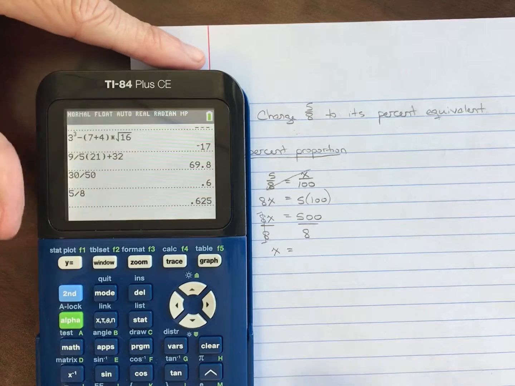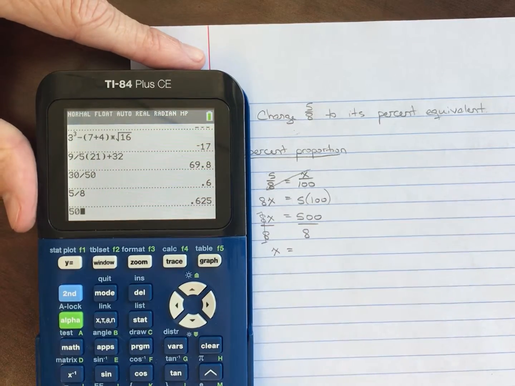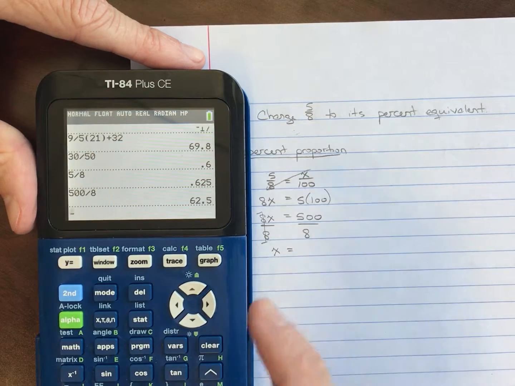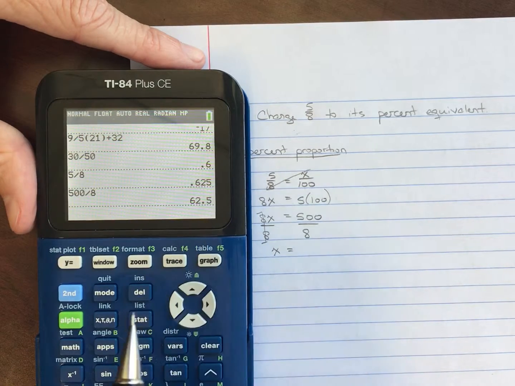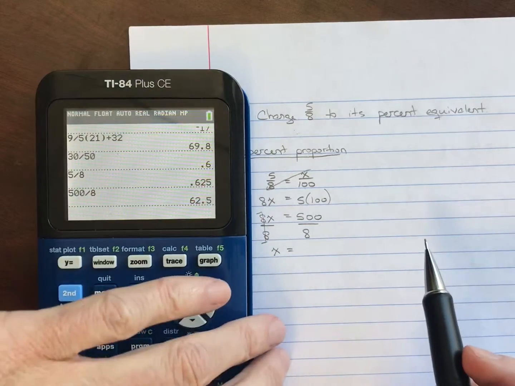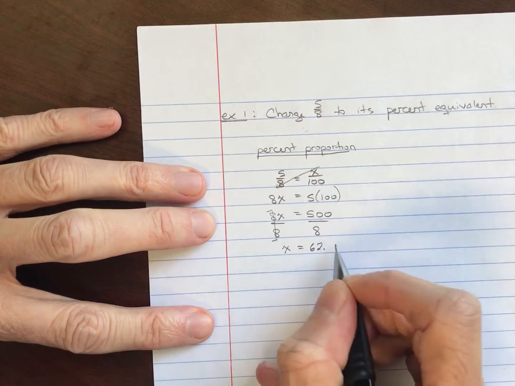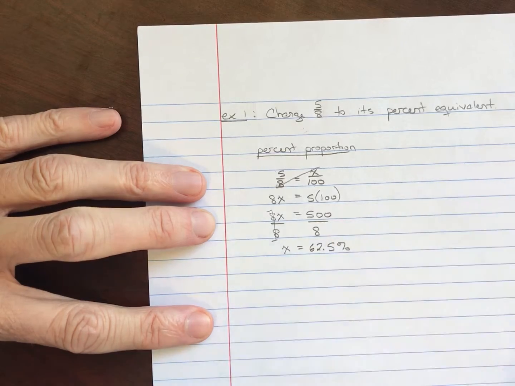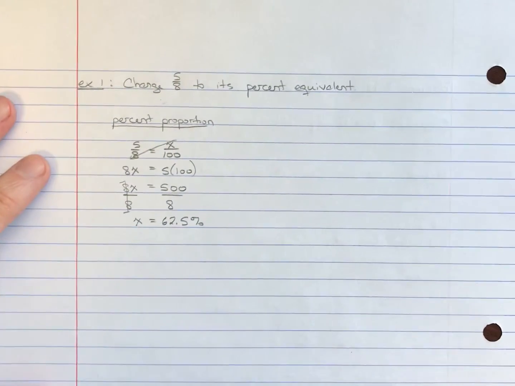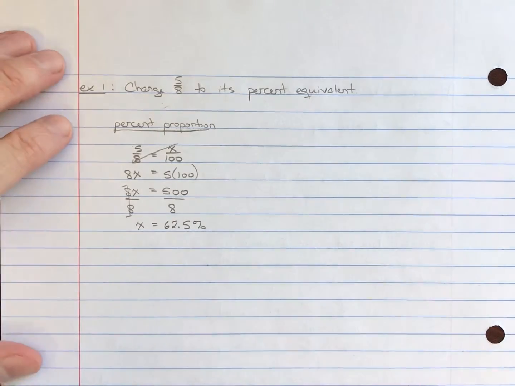Okay, and I want to do 500 divided by 8. Put in 8. And the answer is 62.5%. So this tells me 62.5%. That's how to change it using the percent proportion.